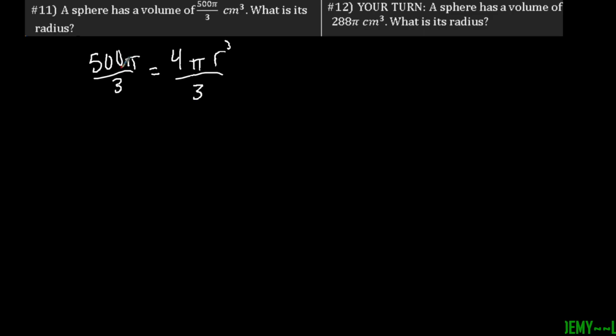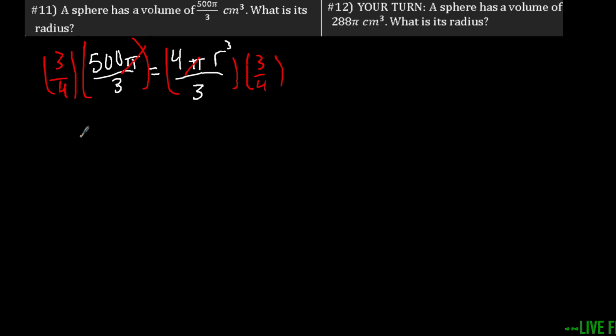So a couple of inverse operations you need to do. We're trying to get r by itself, and so we can get rid of pi on both sides, and we can multiply by the reciprocal. So I'm going to multiply both sides by 3 over 4, so I can get rid of that fraction. So that's going to be equal to 125 equals r to the third power.